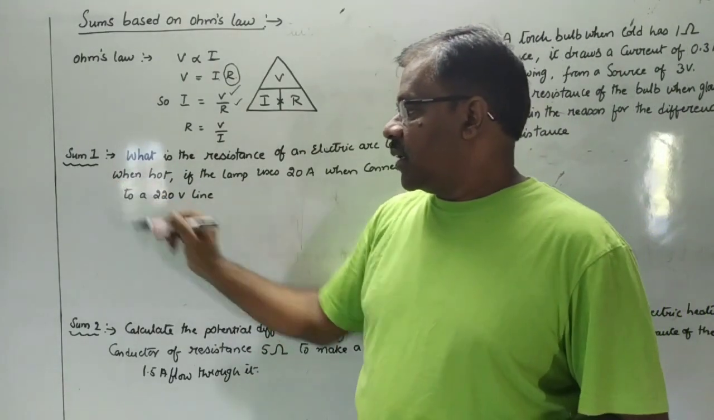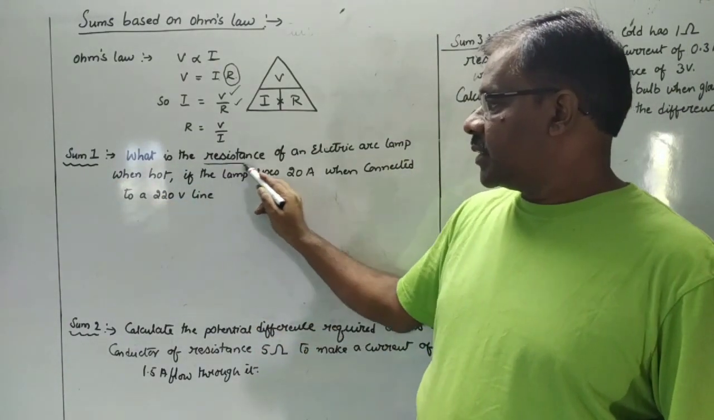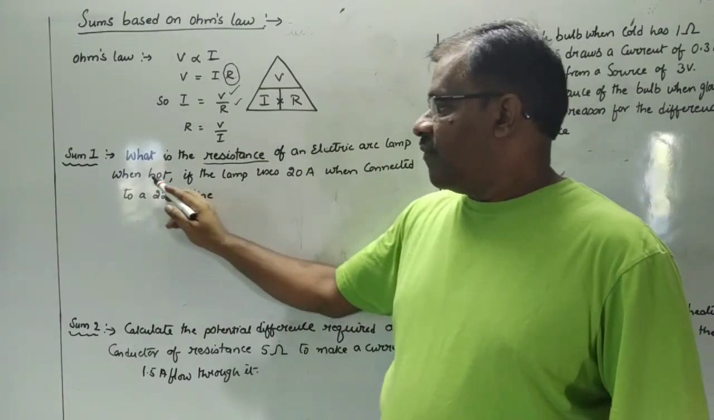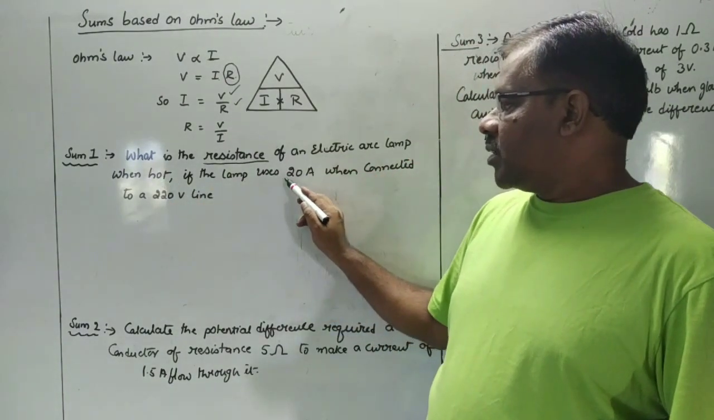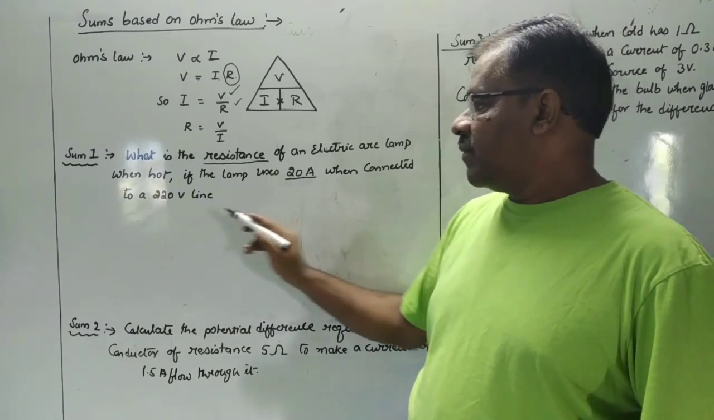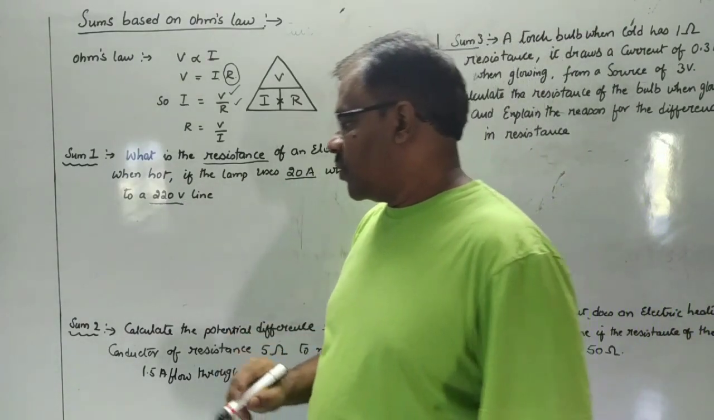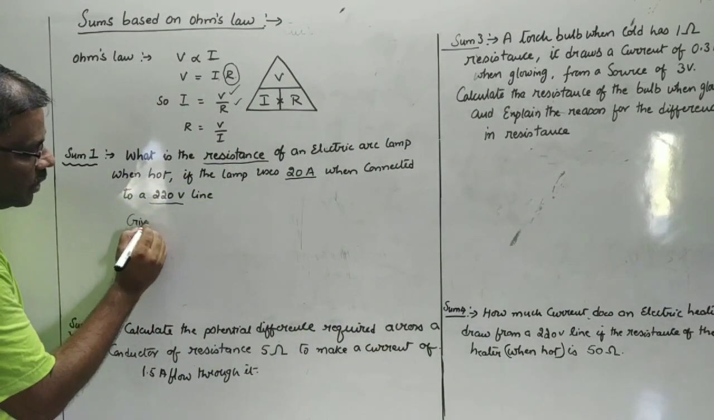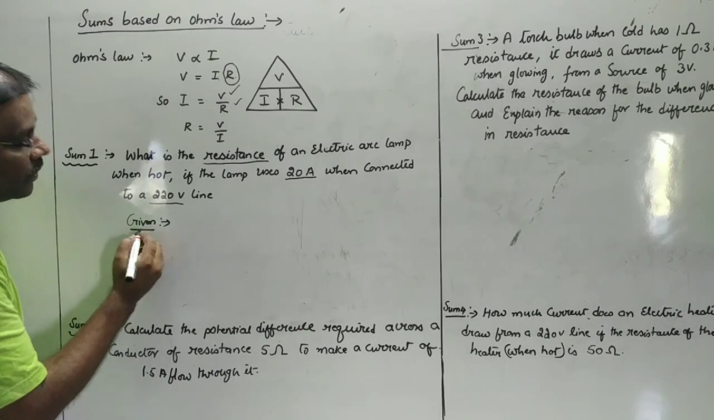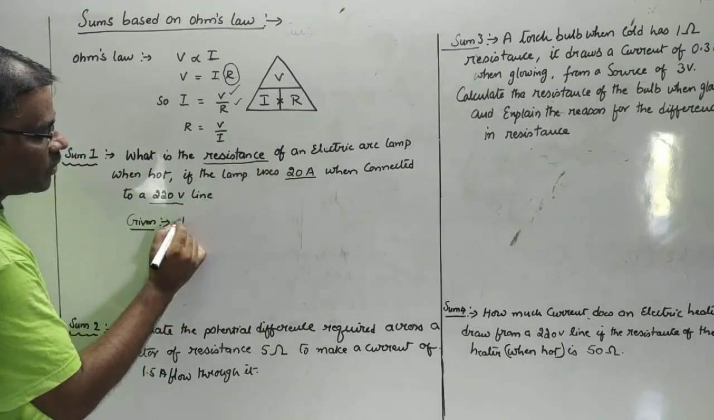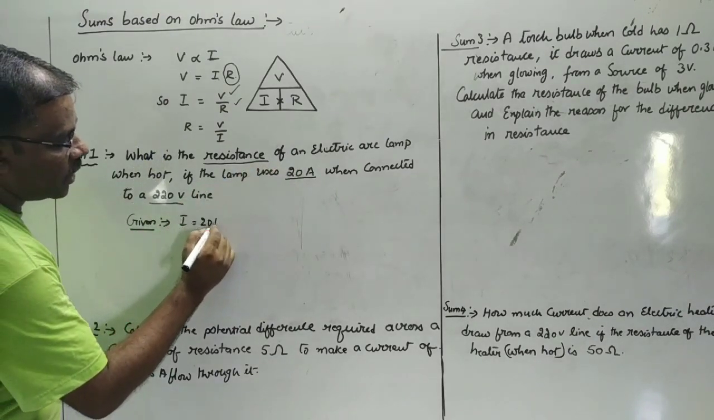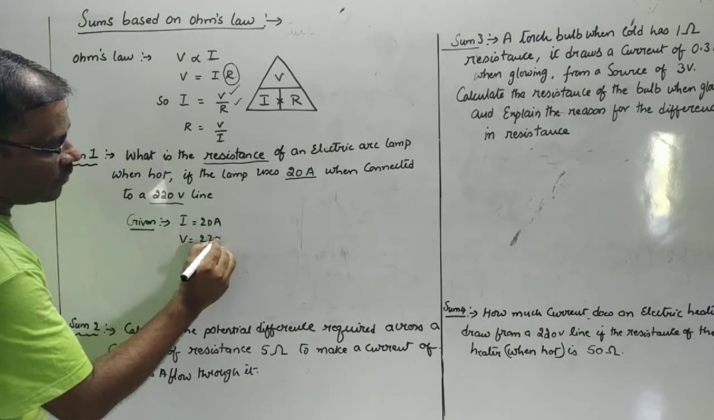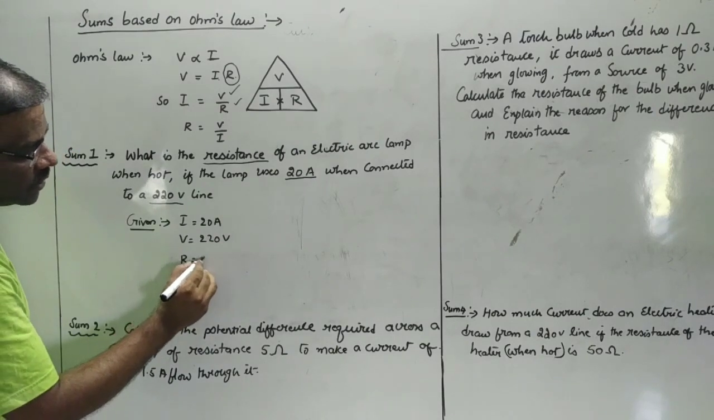Now if we see the sum here, we are asked what is the resistance of an electric arc lamp. That means it is a lamp. When hot, the lamp uses how much current? 20 amperes when connected across a 220 volt line. Let us write what is given for us. So here in given we write I is equal to 20 amperes. We are given voltage V is equal to 220 volts. You need to find out resistance.